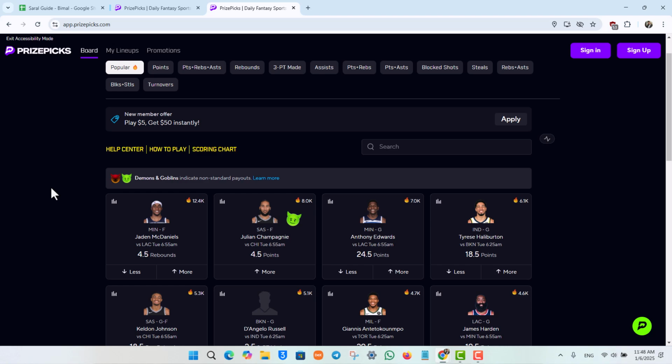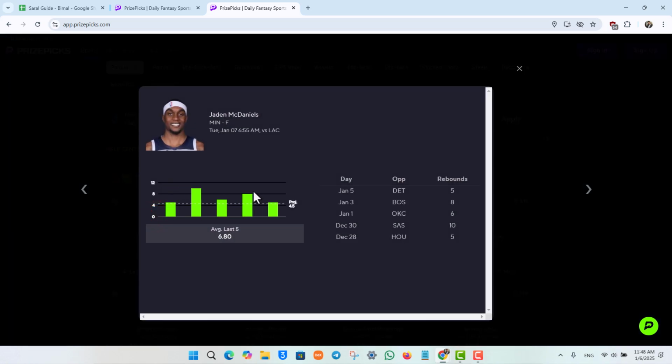You can analyze matchups. You can consider the opposing team's defensive stats, like their points allowed or pace of play. You can also focus on their key metrics. You can look at the usage rate, minutes played, and shooting efficiency, for example, FG percent or 3P percent. You can also leverage their projections. You can compare price picks projections with expert models or advanced metrics.